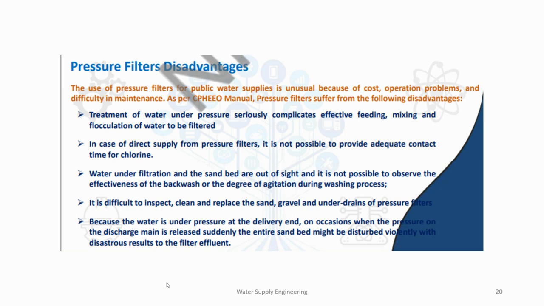So chlorination primarily aids disinfection, that characteristic will be lost if we are using pressure filters for direct supply. One option we can adopt is to take the water from the pressure filter to another storage tank. There we can chlorinate, give sufficient contact time, and then later supply.